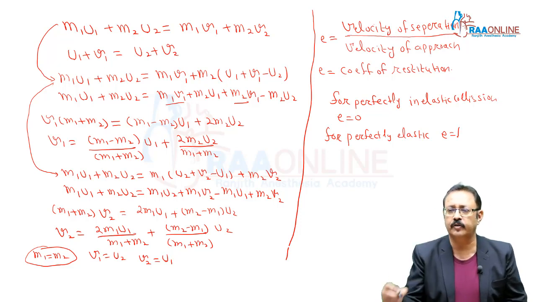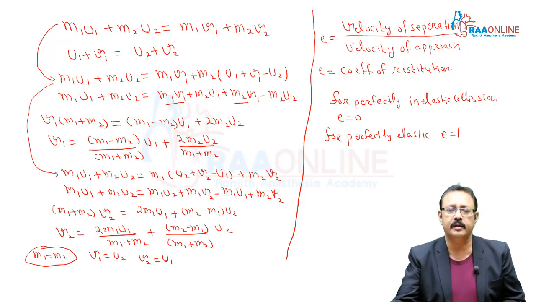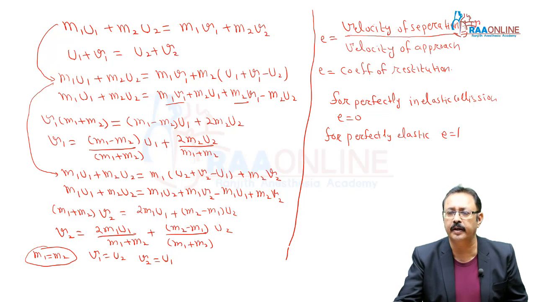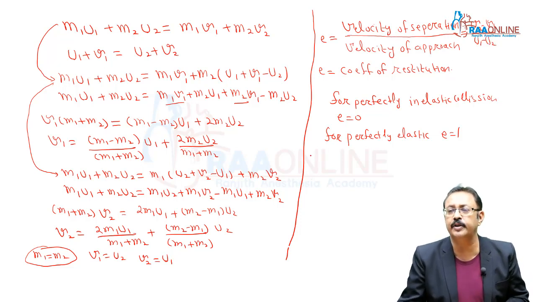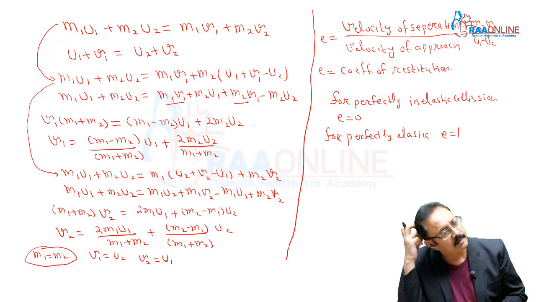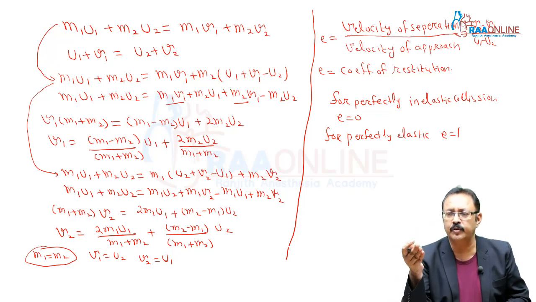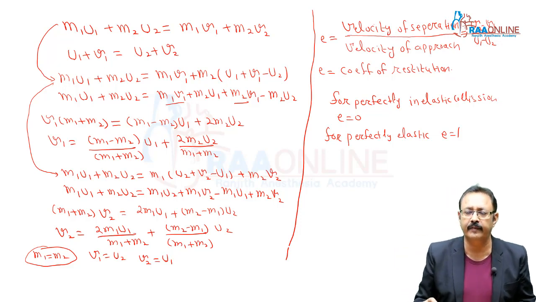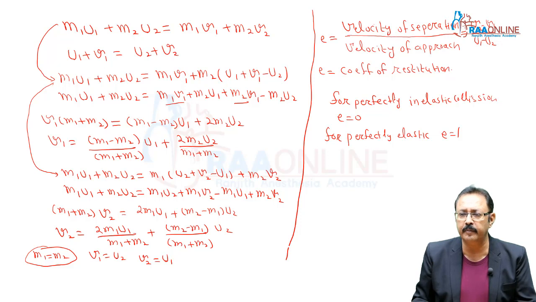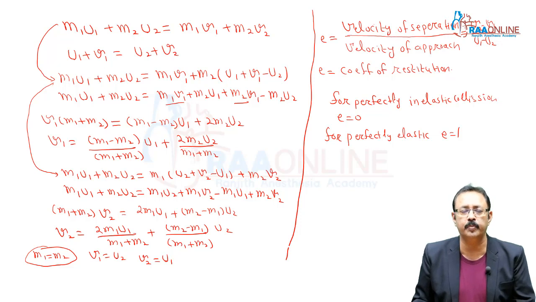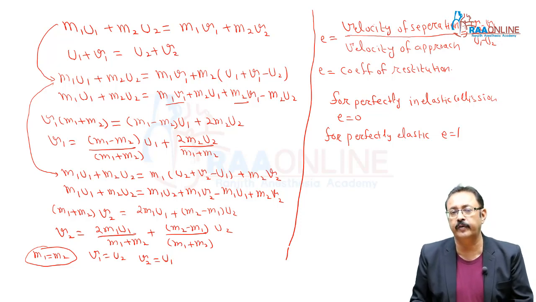Why 1? Because what is the velocity of separation? V2 is greater than V1, so it is V2 minus V1. Initially, U1 was greater than U2, so U1 minus U2. Since there is only an exchange of velocities, V2 will become U1 and V1 will become U2. So the numerator and denominator will become the same, so what will you get? You will get exactly 1.